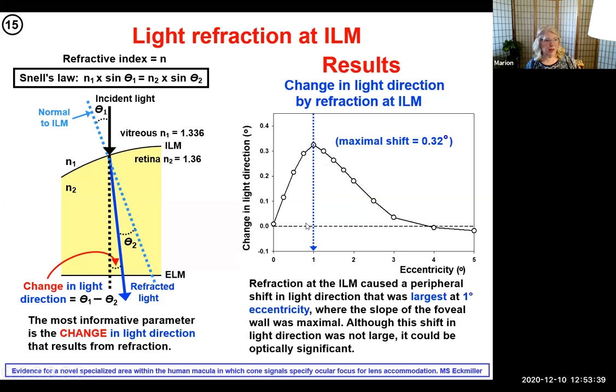What we found was that at high eccentricities and in the center of the macula, there's no shift, but there is a maximal shift at 1 degree eccentricity. So it's a little bit gradual. And the maximal shift is only 0.32 degrees of visual angle. This is quite small, but it may be visually significant.